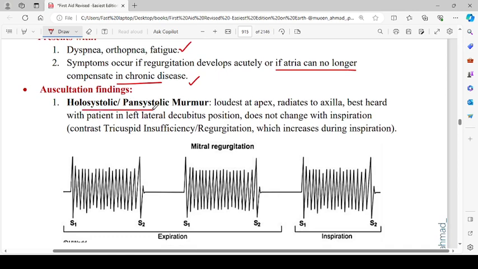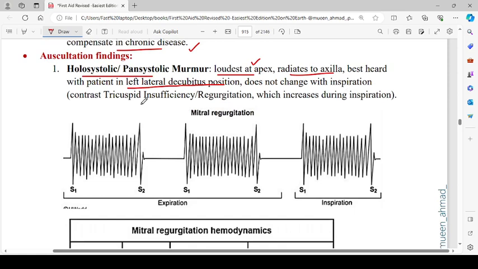Auscultation findings: holosystolic, pansystolic murmur. It is loudest at the apex and radiates to the axilla. Best heard with the patient in the left lateral decubitus position. Does not change with inspiration. Contrast the tricuspid insufficiency or regurgitation, which increases during inspiration.